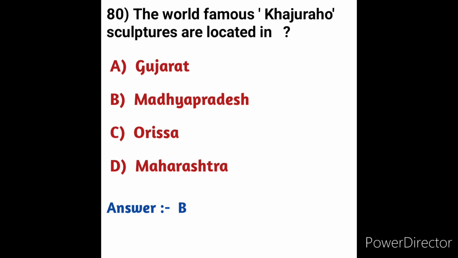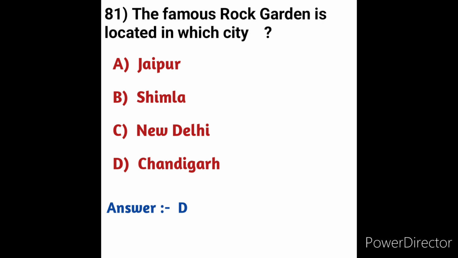Next, move on to question number 81. The famous Rock Garden is located in which city? Options: option A Jaipur, option B Shimla, option C Delhi, and option D Chandigarh. The famous Rock Garden is located in Sector 1 of Chandigarh. It is a massive open-air exhibition hall that displays urban and industrial waste, designed by Nek Chand. Chandigarh is the correct answer, option D. Rock Garden is located in Chandigarh.